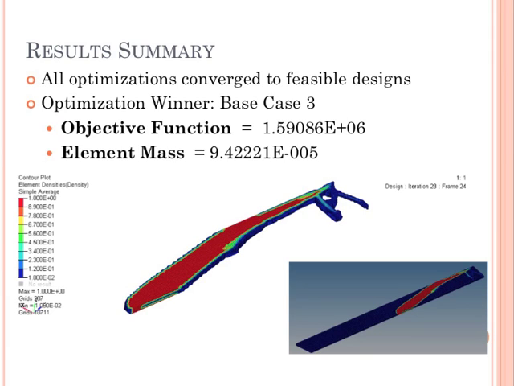So in summary, the final optimized design is shown here, which turned out to be base case 3. And this produced the minimum objective function and one of the lowest masses for the wing box, which is a feasible design.